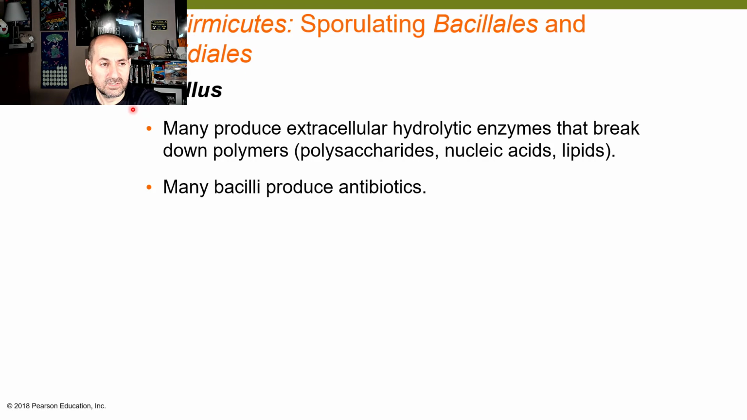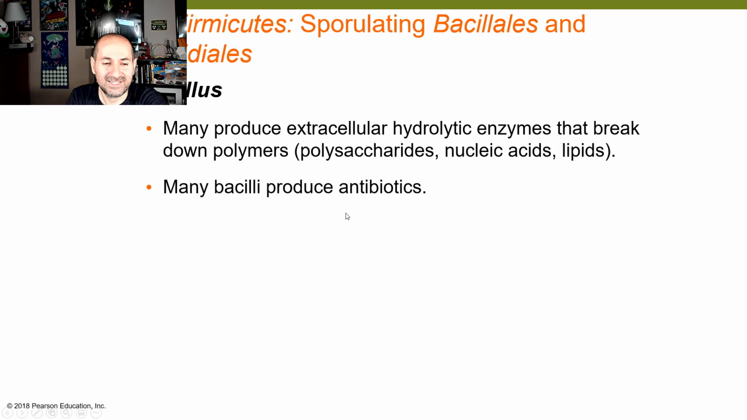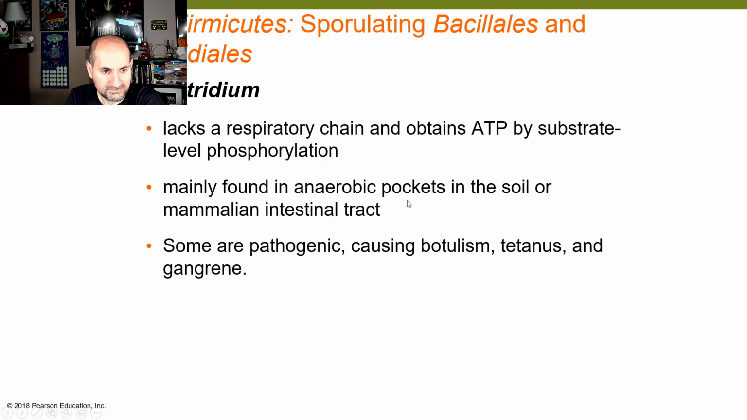And I want you to know that not only is the genus Bacillus known for formation of endospores, but it's also known for formation of antibiotics, whereas Clostridium is only endospores, no antibiotics. So again, Bacillus is able to form endospores, and it is able to produce antibiotics. However, Clostridium is only able to form endospores without forming antibiotics.